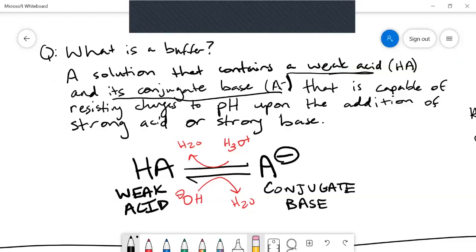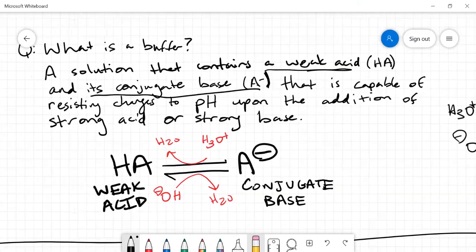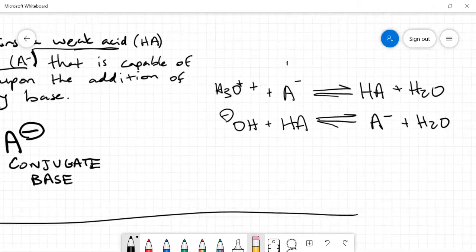Okay, so in the previous video, we talked about buffers, and we said that a buffer is a solution that contains an appreciable amount of your weak acid and conjugate base that is capable of resisting changes to pH upon the addition of strong acid or strong base. And we said this idea that we need both our weak acid and the conjugate base for the reason said right over here.